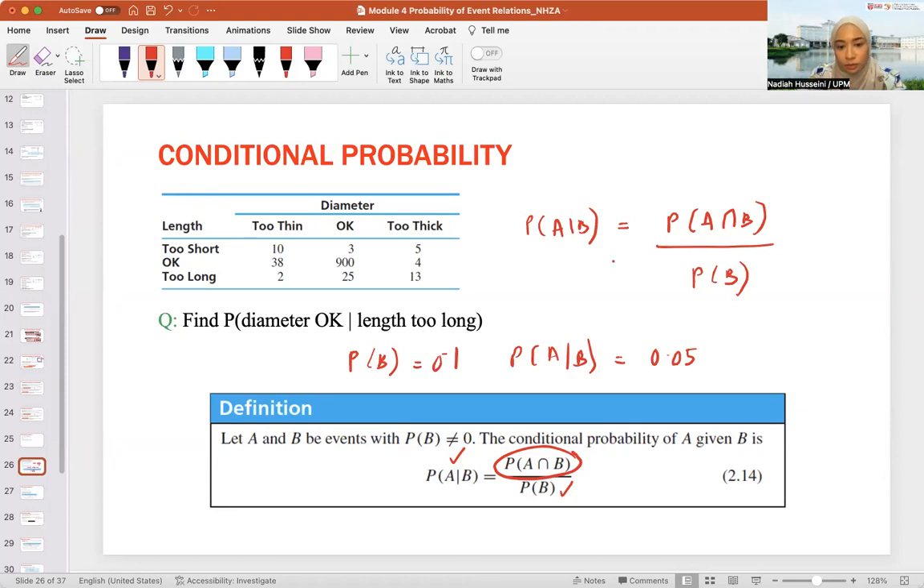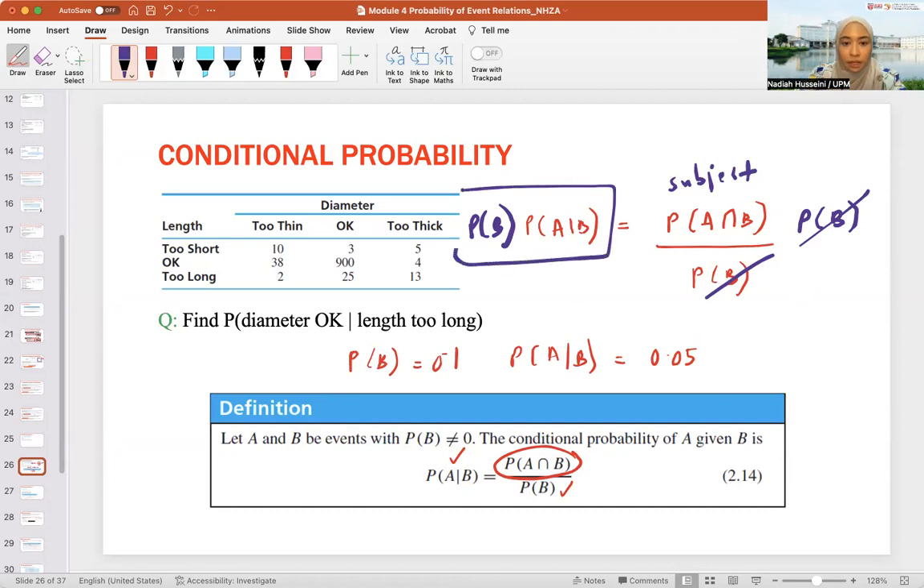The way I can do this is I can substitute the numbers here, or I can ignore this first. What I do is I multiply both sides with probability of B. When I do that, I am crossing this out, so I'm left with probability of A intersect with B. This is my subject now because this is what I want to find. So what I do is I multiply probability of B with probability of A given B, which are these two over here. 0.1 times 0.05, whatever that is, that's your answer. Okay, so that's another way to manipulate this equation.